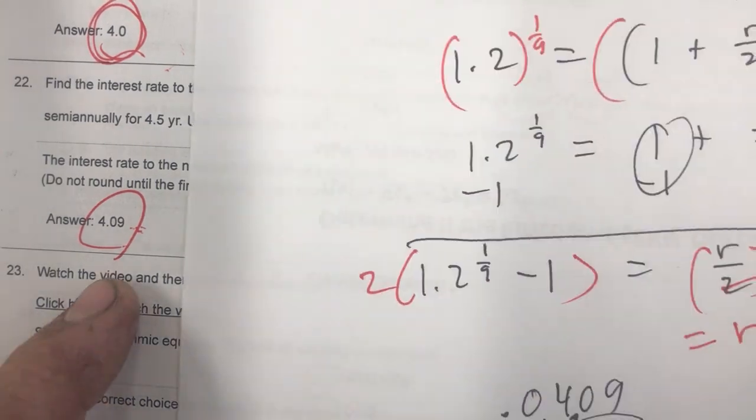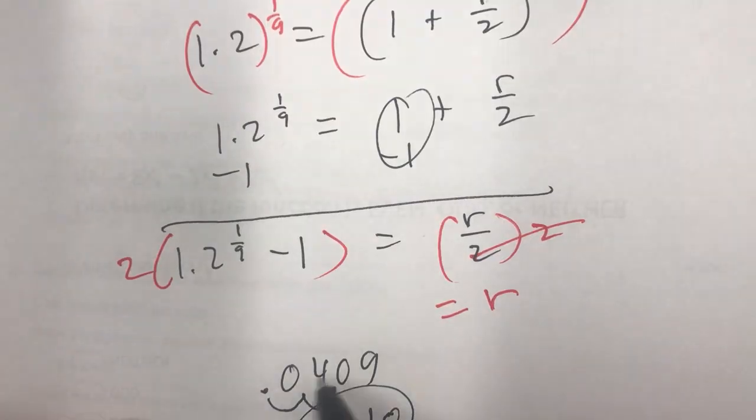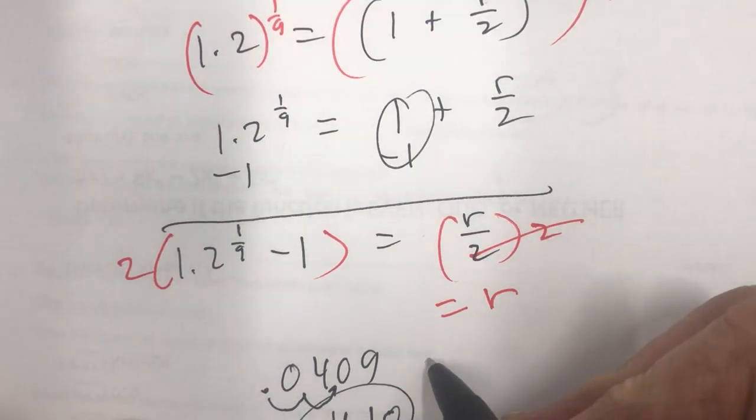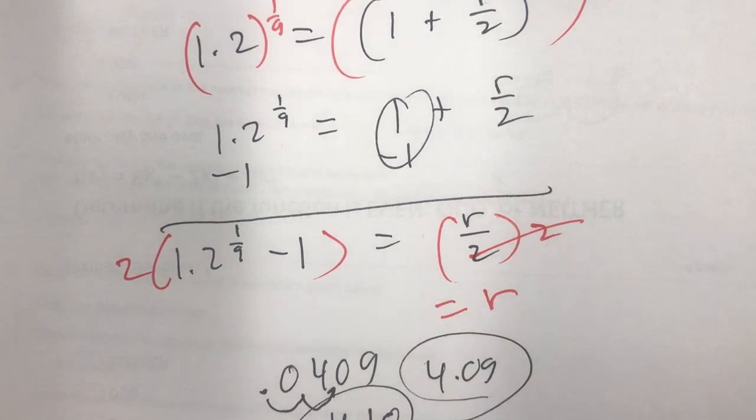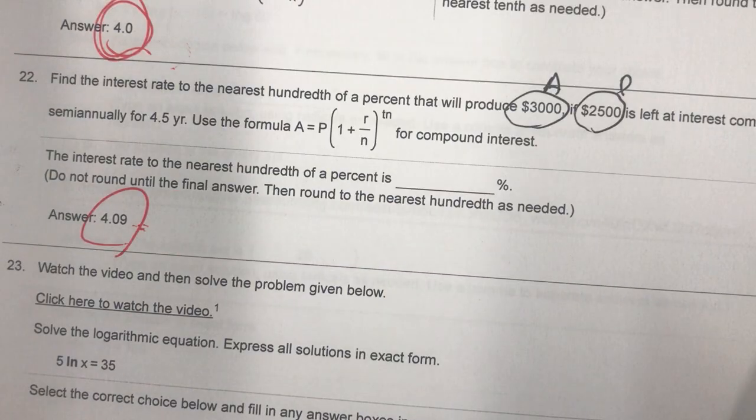No, I think it said keep it to the nearest 100. I'm sorry, so it was 4.09. I thought it said 10. It was 100. Okay.